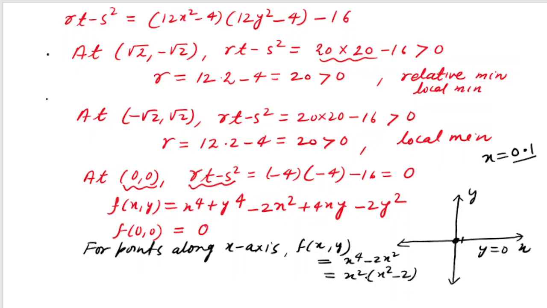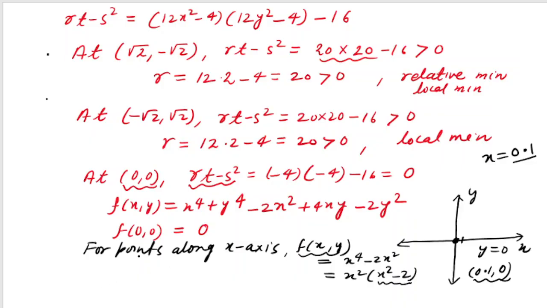So if you take x is equal to 0.1, this value will be negative, right? Means for points along the x-axis, if you take a point in the neighborhood of origin, suppose a point like 0.1 comma 0, x is 0.1 and y is 0. So at this point the function value will be what? The function value will be less than 0. It will be negative. Okay, I can write it.